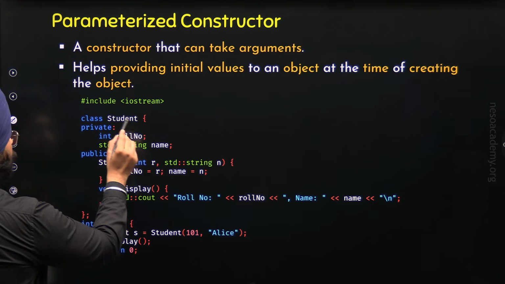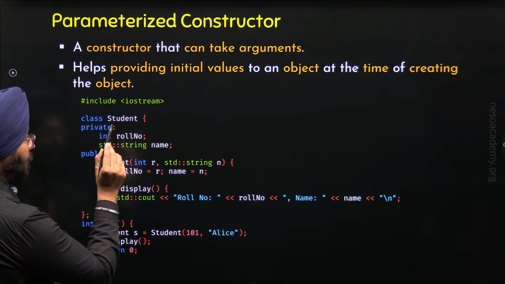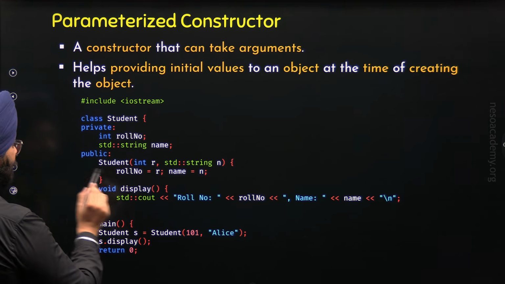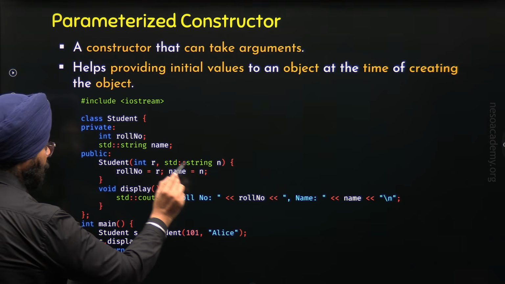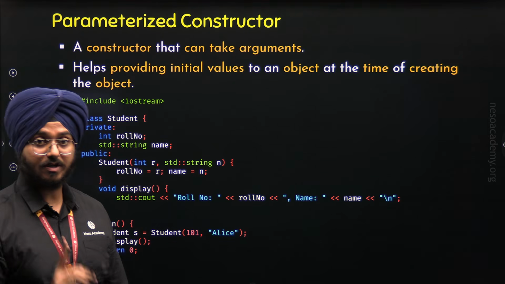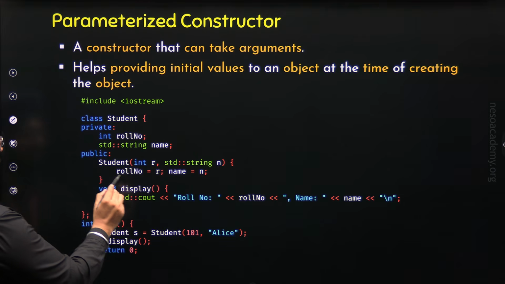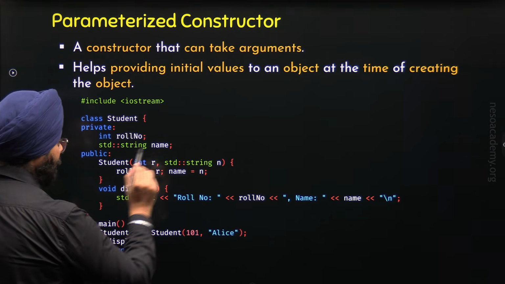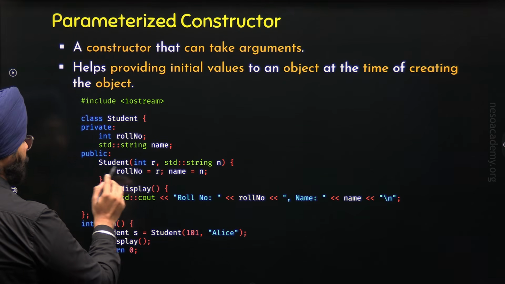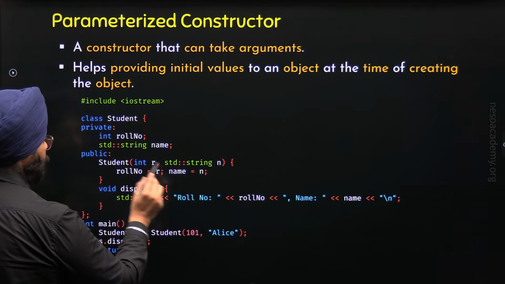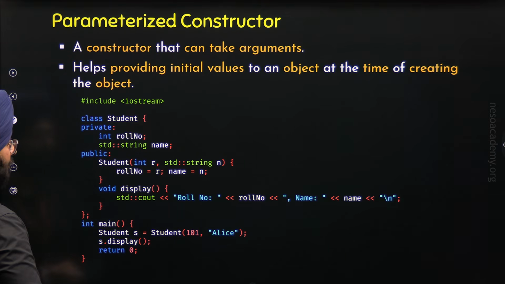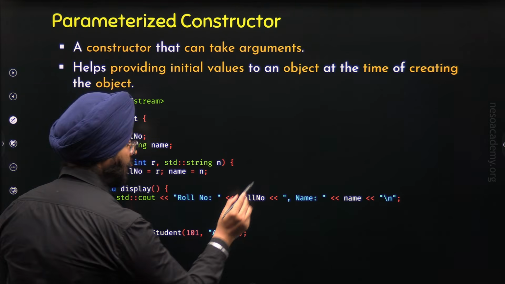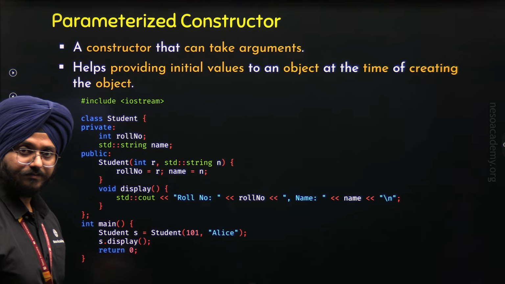I have defined class student with private members, roll number and name. These are public member functions, student and display. This is the constructor, precisely this is the parameterized constructor because this constructor has some parameters. Here we have two parameters R and N, and through these parameters we are passing values to roll number and name, which are private members of this class. Here is the display function, and through display function we can display roll number and name on the screen.